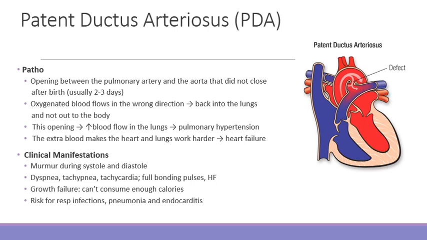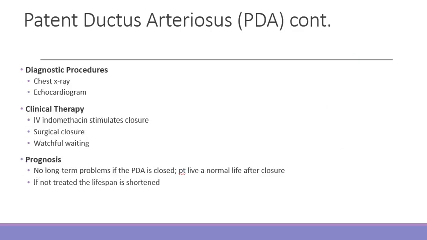Because of extra fluid, they're going to be at risk for respiratory infections, pneumonia, and according to American Heart Association, all of these congenital defects are at risk for endocarditis, and we will talk briefly about endocarditis at the very end. So, diagnostic procedures, what are we going to do? These are very common between all of them. We are going to get a chest x-ray.